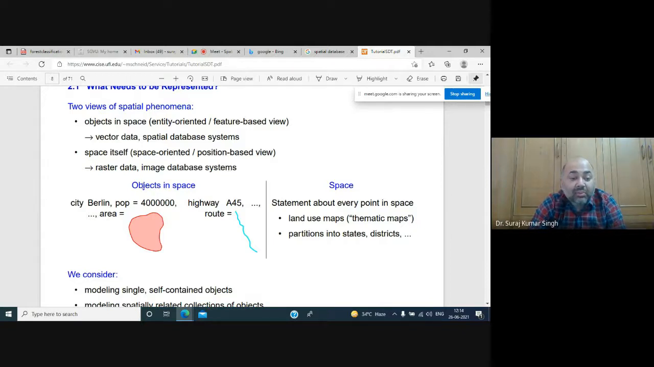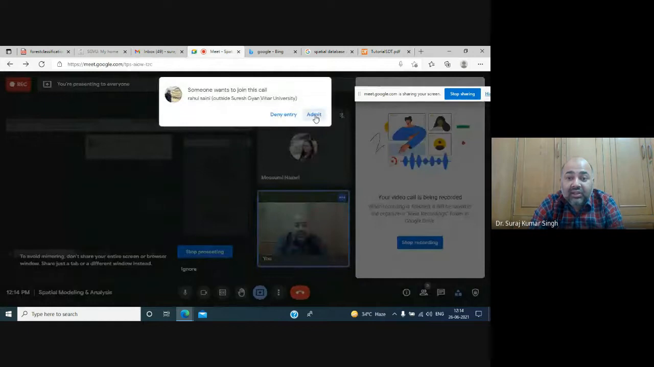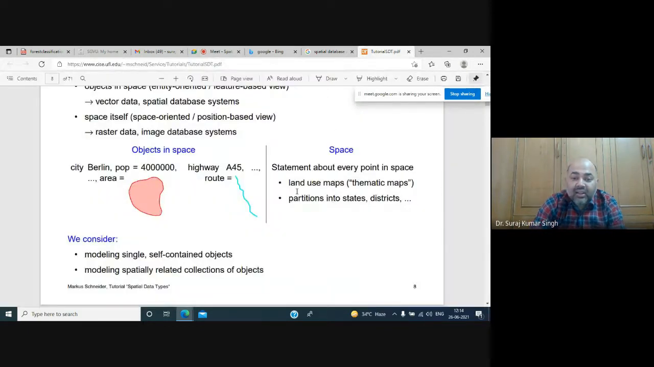So when you talk about objects in space, we are talking about the city area, the population, the roads, the routes, the highways. And when it comes to space, it is the statement about every point in the space, like land use land cover maps, then partition into different states and districts. So all such things will be done using the space model.